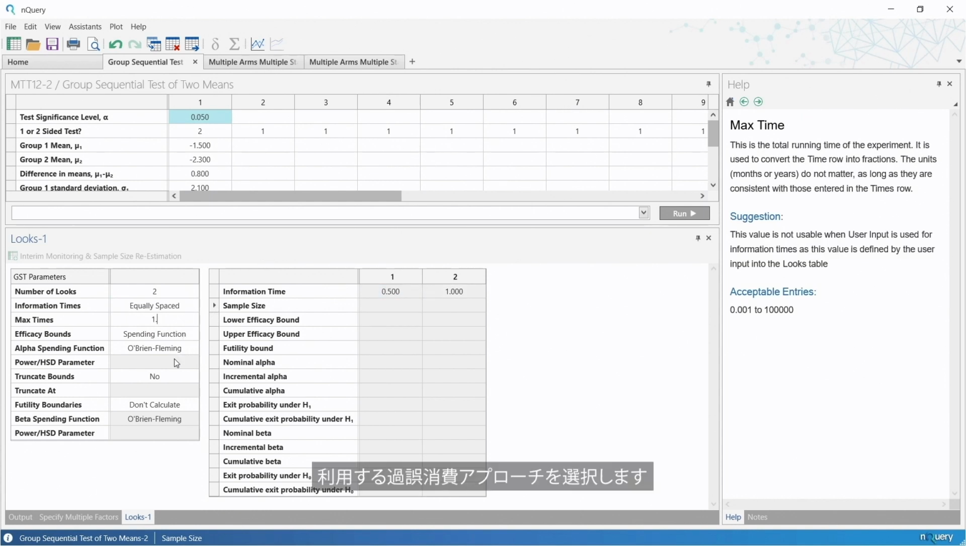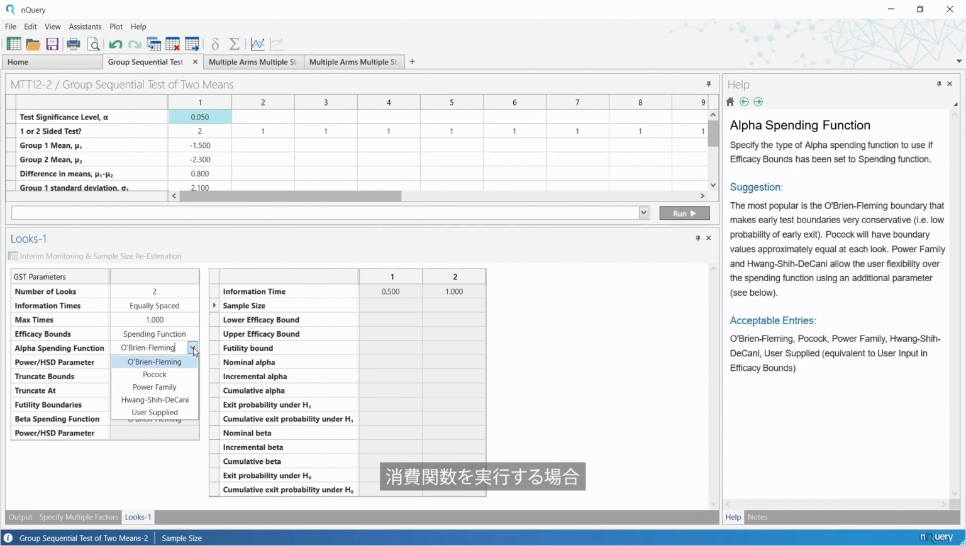We then choose the error spending approach that we want to use. In this case, they did not use a futility bound, so we will keep that at the default of don't calculate. And the efficacy bound that they used was an O'Brien-Fleming spending function, which is a default in nQuery. However, note that there are other options for doing a spending function, including setting your own custom boundaries.